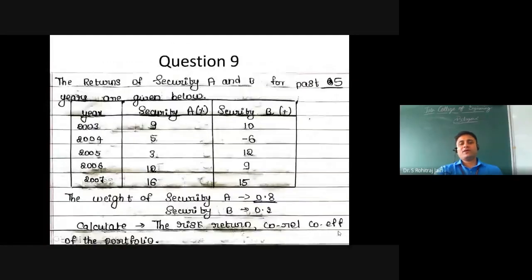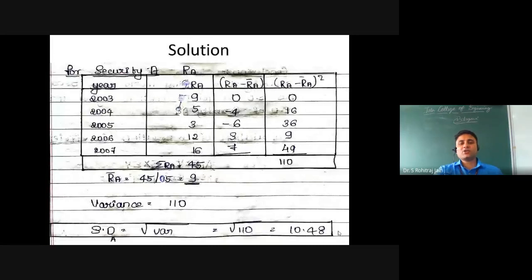Okay. Now, first, I'll solve for security A. The first column is here. The second column, whatever they have given, the returns of security A, I have listed: 9, 5, 3, 12, 16. Whatever they have given in the problem, I have listed in the second column. So summation of RA divided by N. What I'm calculating is the average rate of return. They have not given me probability in this question. So summation of RA is equal to 45.